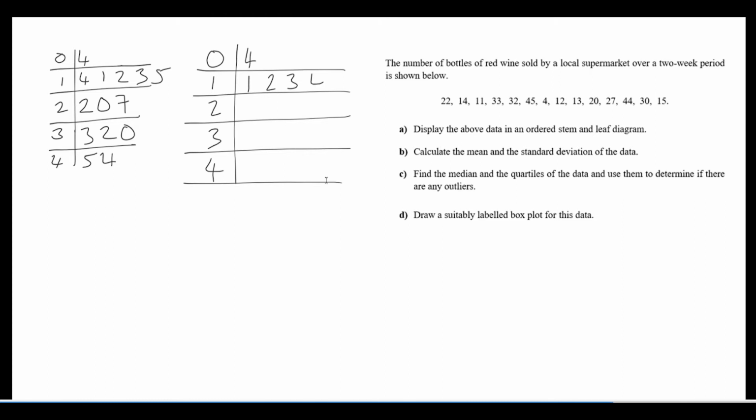So the second row is going to be 1, 2, 3, 4, 5. This row is going to be 0, 2, 7, 0, 2, 3, and 4, 5. All right, nice and easy. Stem and leaf diagrams, we're going to need a key. So just any value to represent something on the left-hand side of the vertical line, something on the right-hand side of the vertical line, and the number it represents. So 1 bar 7 equals 17.